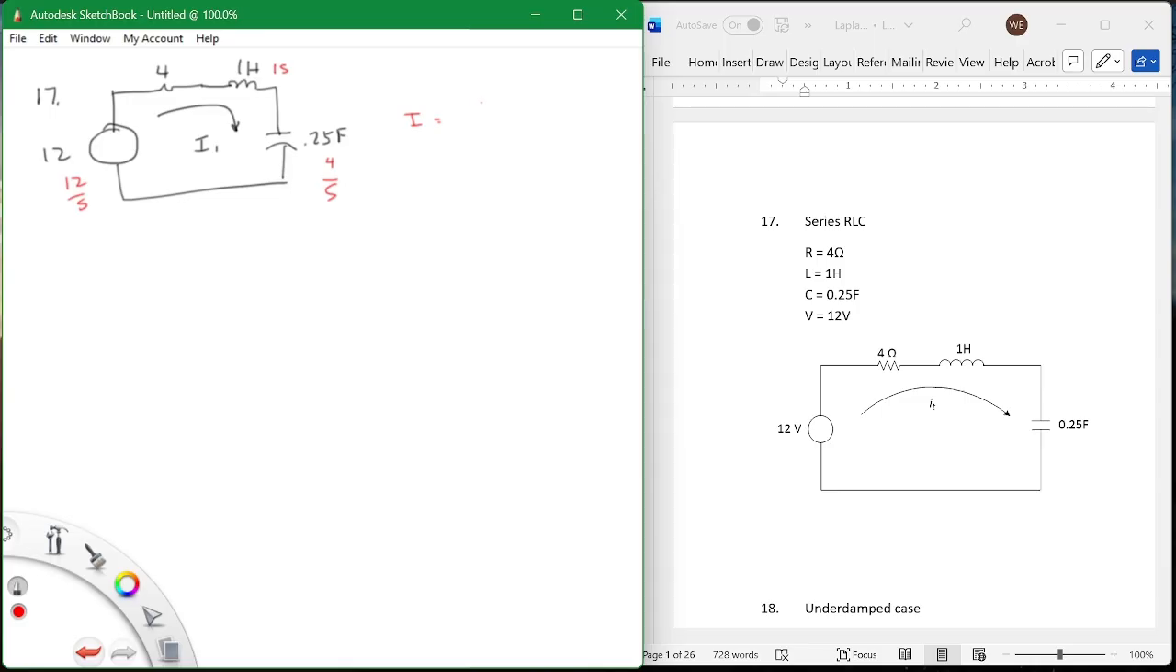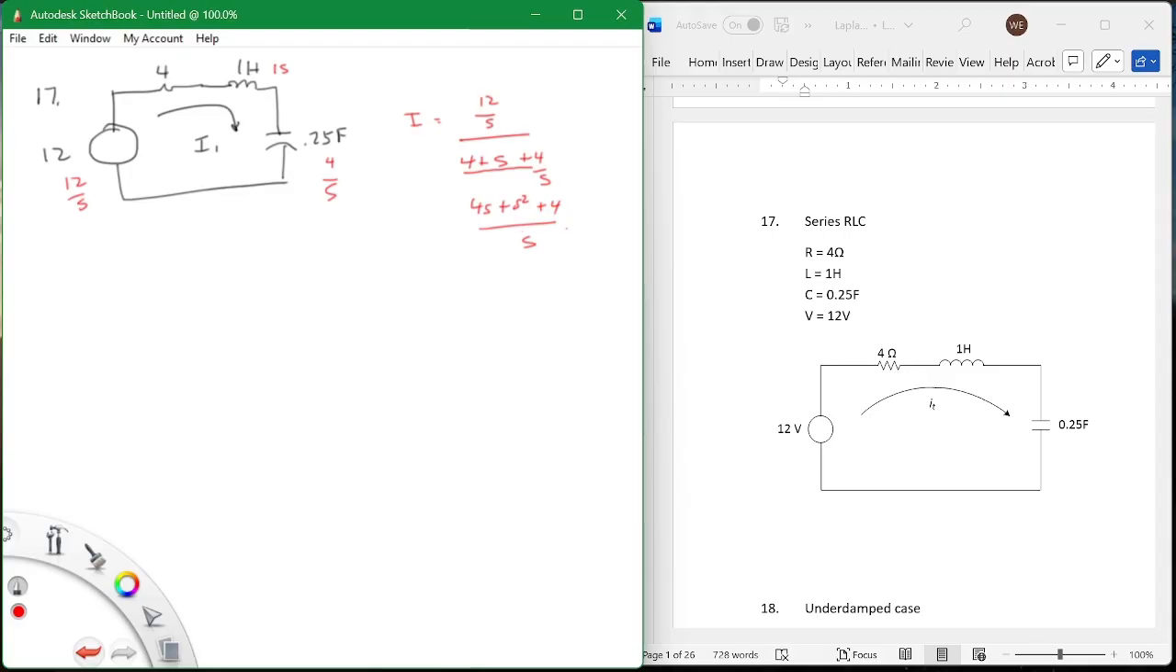Ethan, what's I? Or 4 plus 1s is 4 over s. Very good. Everybody see that? So what do you got to do here? Common denominator, it's 4s plus s squared plus 4 all over that. So now that's all over s.